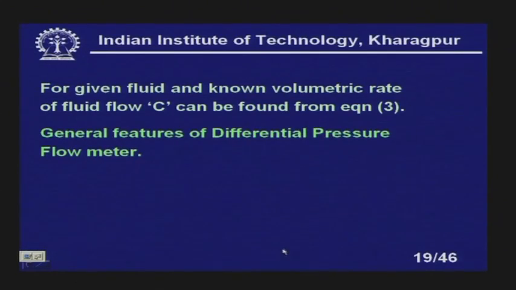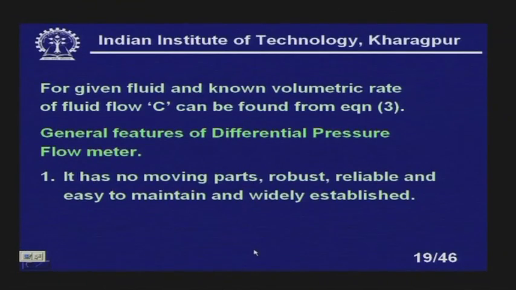Now, general features of the differential pressure flow meter. So, what are the general features? These are most important, and that is the reason it is used widely in the industry for the last several decades. Number 1, it has no moving parts. So, it is robust, reliable, easy to maintain and widely established. It is established over the years, it is documented, and data are available. All these supports we are getting from past users. That is the reason it is used widely in the industry.